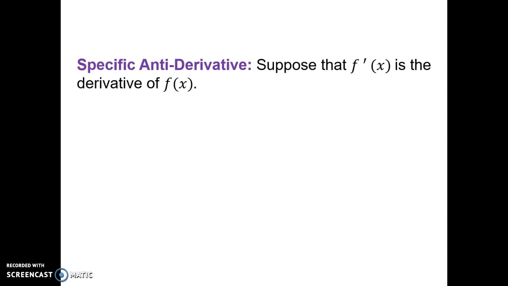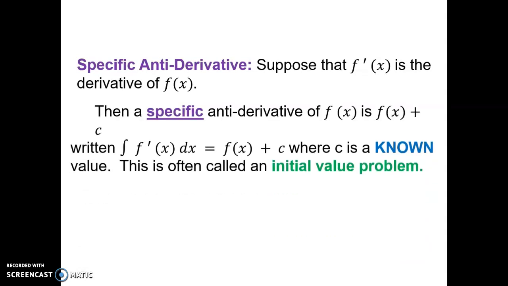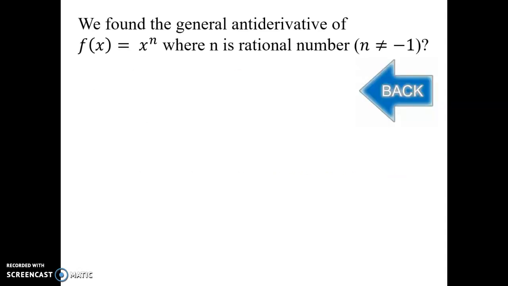Remember, a specific antiderivative, or an initial value problem, is known if we know some particular information about the function. Then we can find the value of c, and we can solve for the one and only one function that meets that criteria. That's when we find a specific antiderivative, and if we have what's called an initial value problem. We also found the general antiderivative for x to the n.